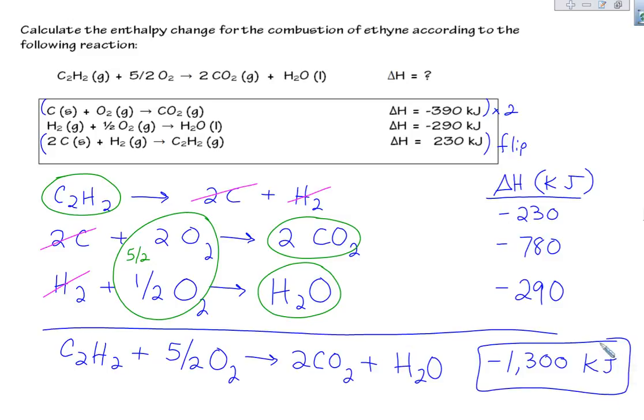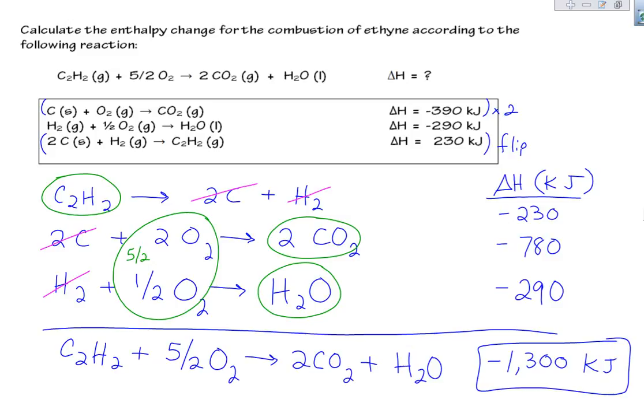Does that make sense? Absolutely! Last time I checked, when something is combusting, it means it's burning. Combustions are always exothermic. So yeah, that makes sense. We're releasing 1,300 kilojoules per mole of ethine combusted or burned. Okay, I like that. That makes sense.